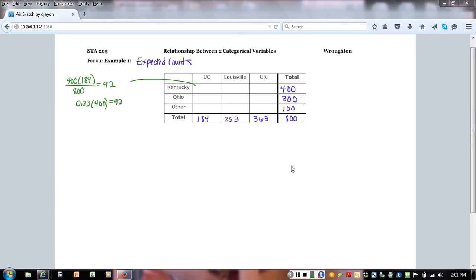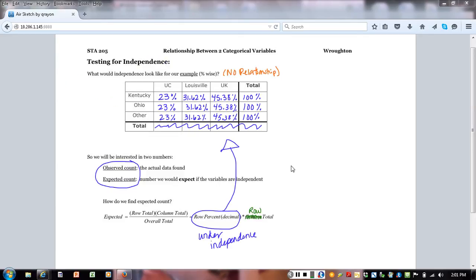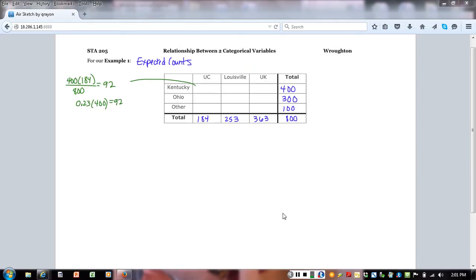I'm sorry, on that note, I caught the typo on the previous page. Let me go ahead and show that to you. So this should be the row percent in decimal form times the row total. It should be corrected on your notes, but just to make sure that that's clear there for you. So that number is going to be 92.